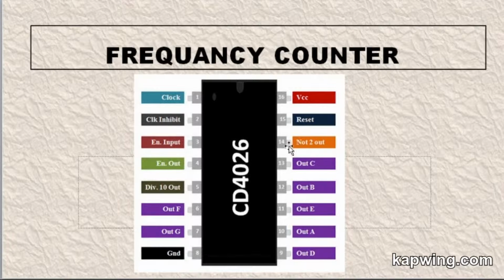The 14th one will be rarely used. It's only used when division is required. And the reset pin over here resets the counting to 0 only when it's made high. Last but not least, this VCC will power the whole IC with 5-volt power. And that's all.